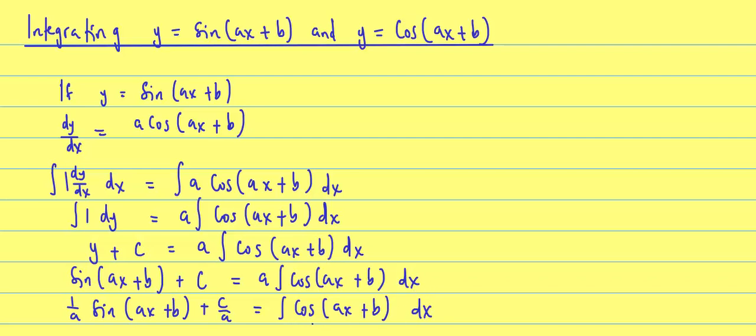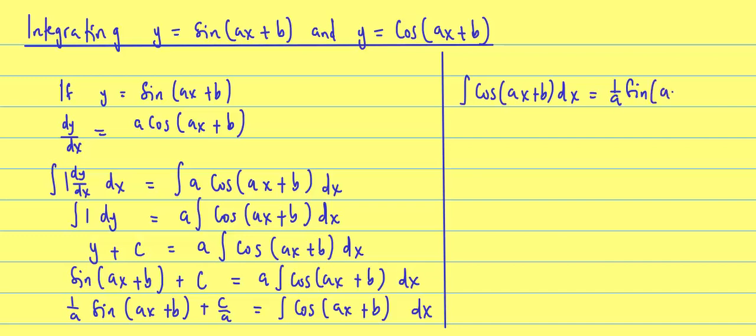Now you'll notice that I have an integral here on this side, so what we've actually managed to show is that the integral of cos of ax plus b with respect to x is equal to 1 over a sine of ax plus b. Now if I let c over a equal to some other constant, any real number, if we redefine it and say plus k, then we have found what the integral of cos of ax plus b with respect to x is going to be equal to.